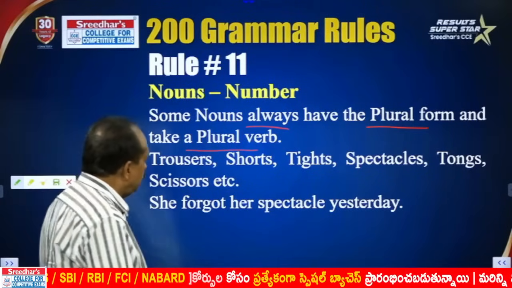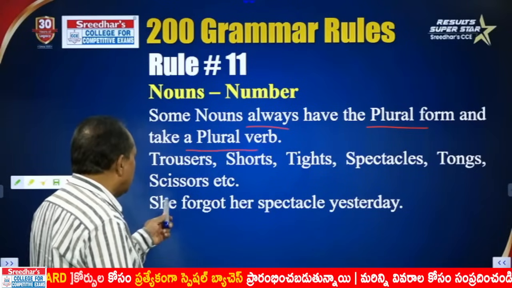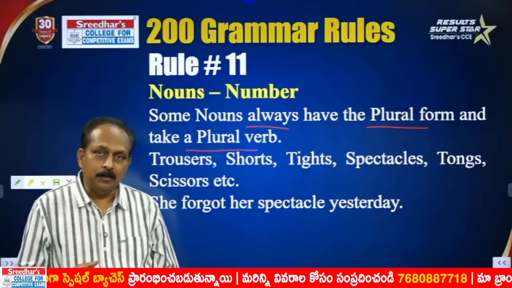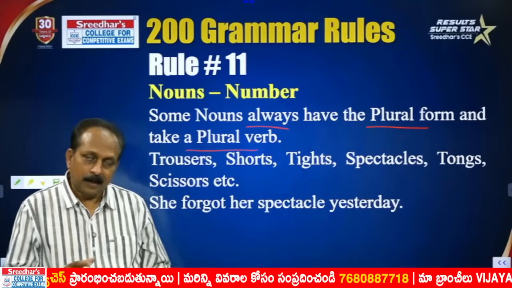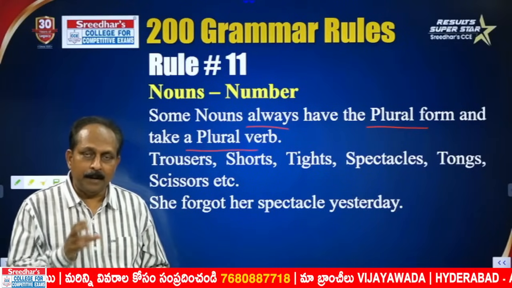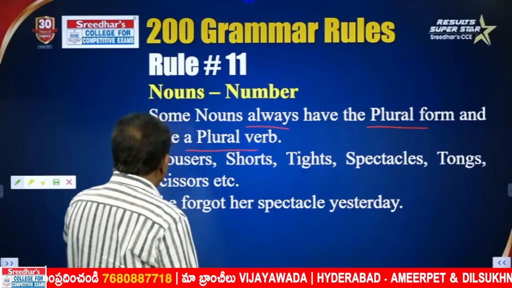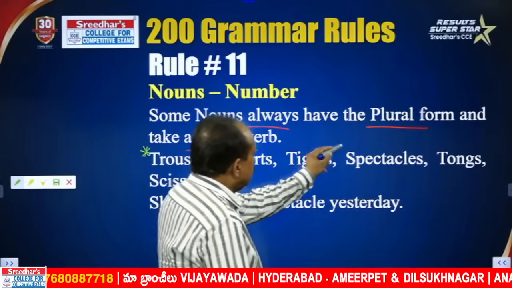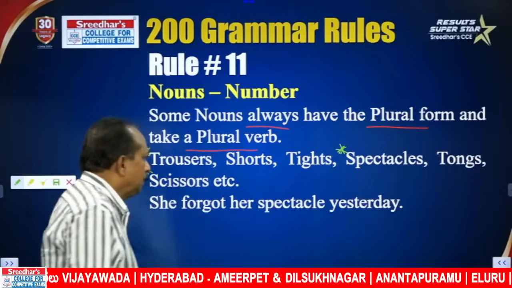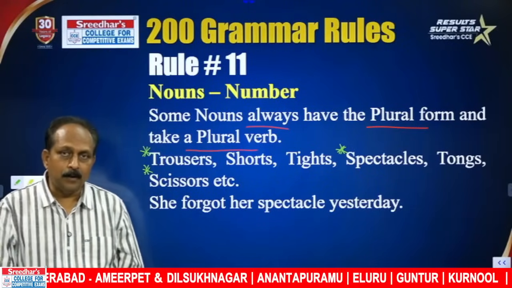What are the examples here? Trousers, shorts, tights, spectacles, tongs, scissors. This list doesn't mean it is exhaustive or complete. There are more examples, but I bring examples based on frequency and importance. In many competitive exams, they've given trousers, spectacles, and scissors. And these examples, at any cost, you have to remember. You can't afford to forget.